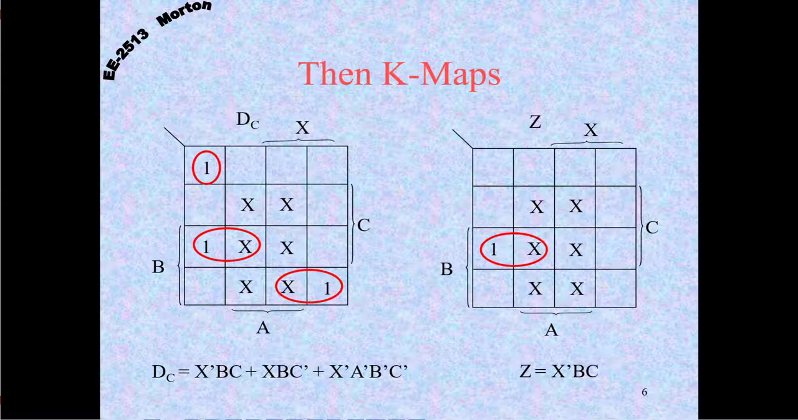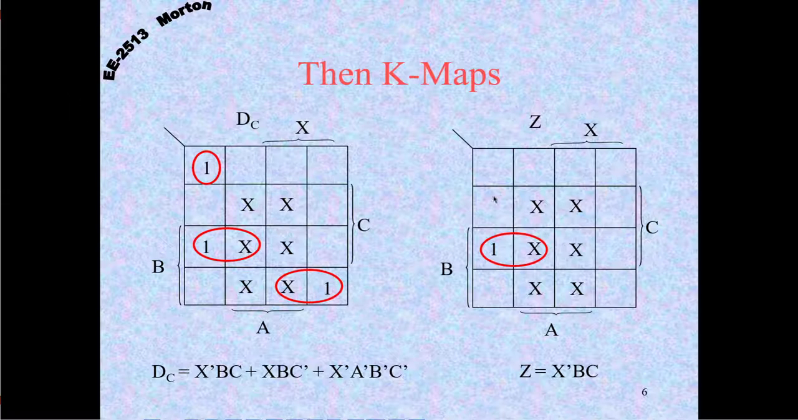All right, so you can see, we only plotted the ones. I left off the zeros because they make it a little confusing. Now, the good news is, we didn't really explore what our max term solution would be. We only looked at the min term solution.